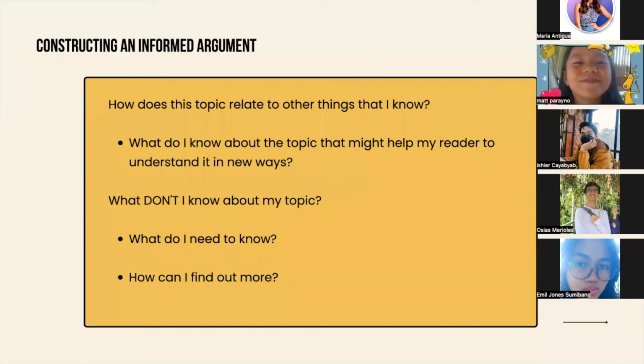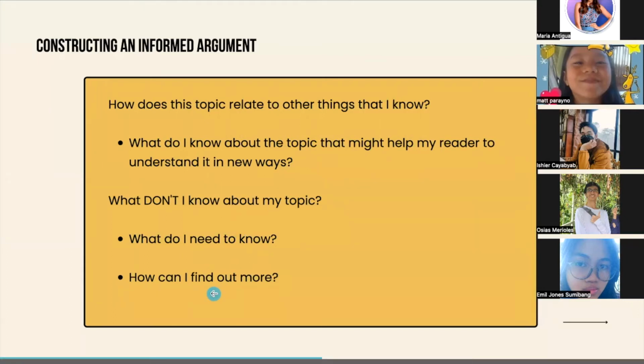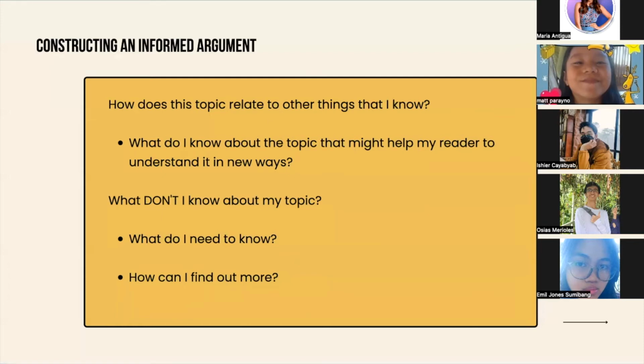And then lastly, what don't I know about my topic? So you can also ask, what do I need to know? And how can I find out more? So this is related under this. What don't I know about my topic? What do I need to know? If you don't know that, then for sure you need to know that, and the question is how. So that's basically it. If you answer these questions, then you are moving beyond what you know about the topic and you are now beginning to consider what you think.